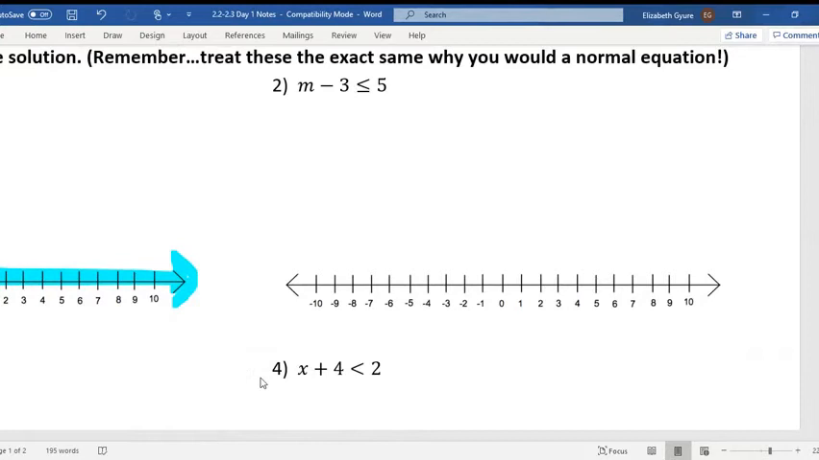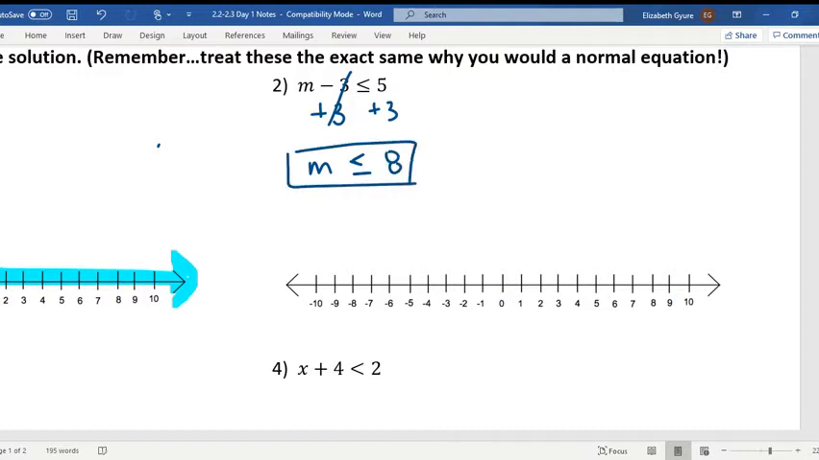m minus 3 is less than or equal to 5. Lynn, what opposite operation would we use to solve number 2? Yep, we are going to add 3. Add 3 to both sides. Your 3's on the left cancel. m is less than or equal to, what'd you get, Lynn? 8, good.